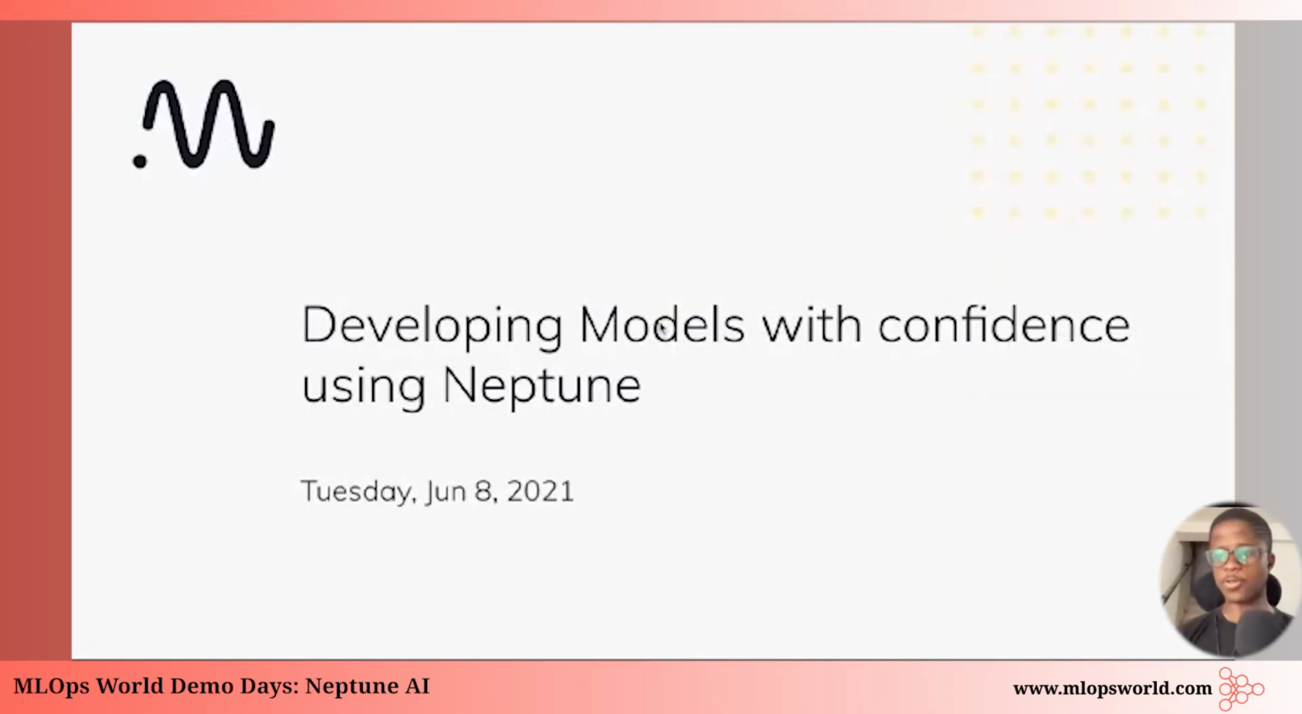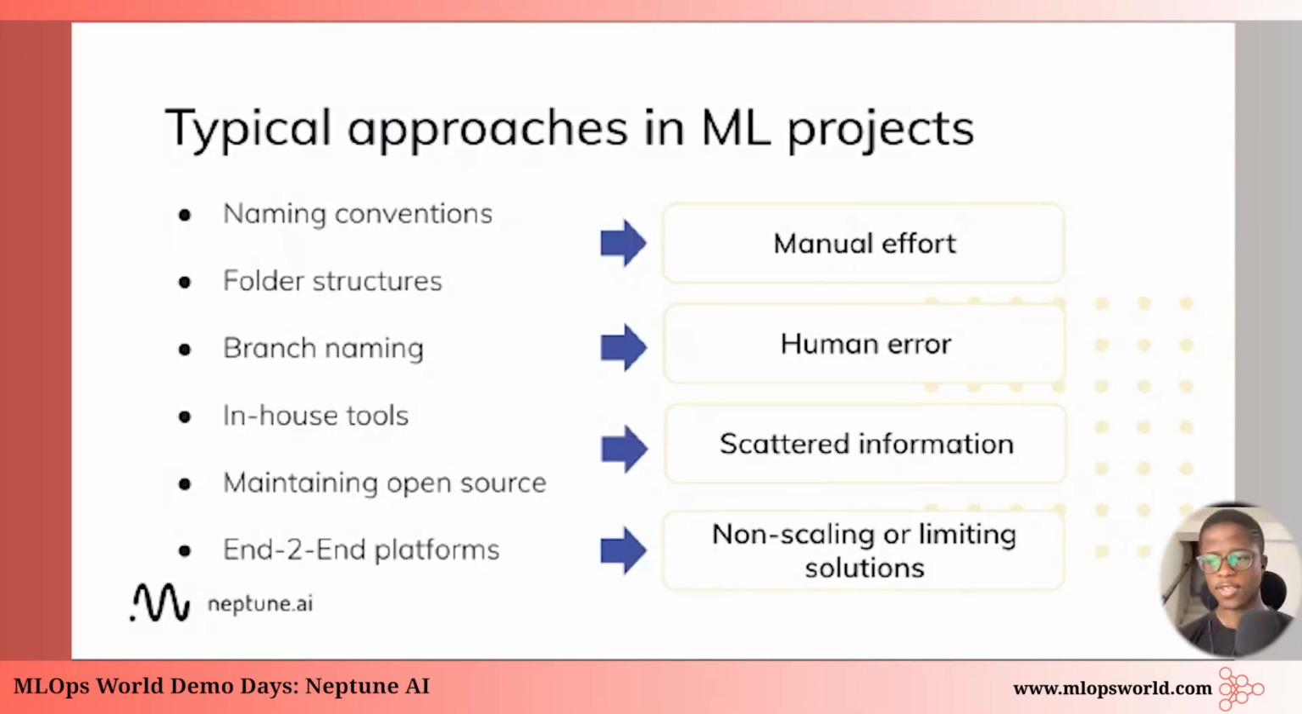Okay. So ML teams today are trying to address these issues by standardizing metadata tracking and by introducing naming conventions, folder structures, or branch naming. All of this is manual effort and is subject to human error. On the other hand, some teams built in-house tools or adopted an open source solution, only to learn the real cost of its maintenance when they are scaling their operations.